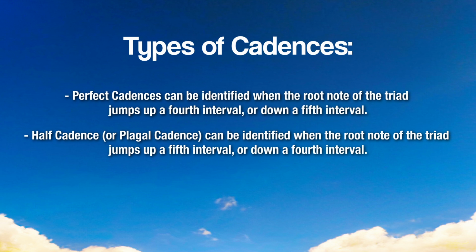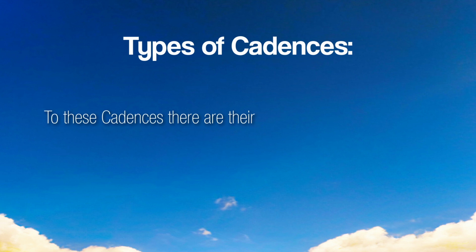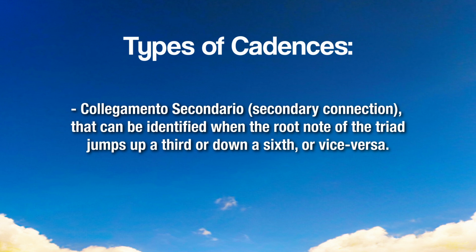Deceptive cadence can be identified when the root note of the triad moves up to the degree above the degree of the first triad. To these cadences, there are the respective collegamenti, which have one more type of movement that isn't found in cadences: collegamento secondario, secondary connection, that can be identified when the root note of the triad jumps up a third or down a sixth, or vice versa.